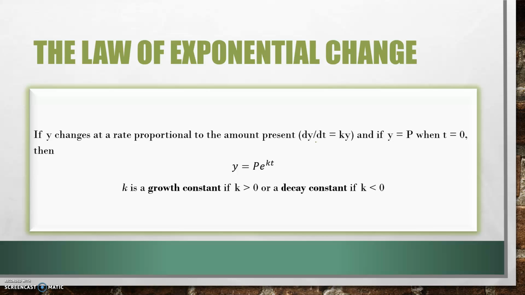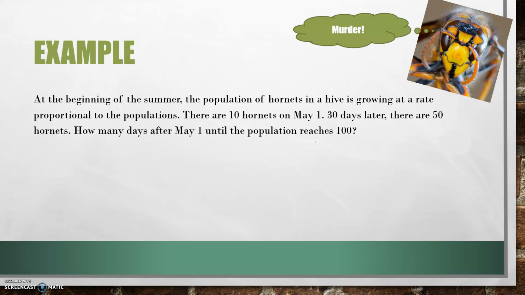We get the equation y equals P times e to the kt, and k is a growth constant if it's positive, and it's a decay constant if it's negative. So here's an example of exponential growth. At the beginning of the summer, the population of hornets in a hive is growing at a rate proportional to the population. So that tells us dy/dt is equal to the population times k. That looks like our exponential growth situation.